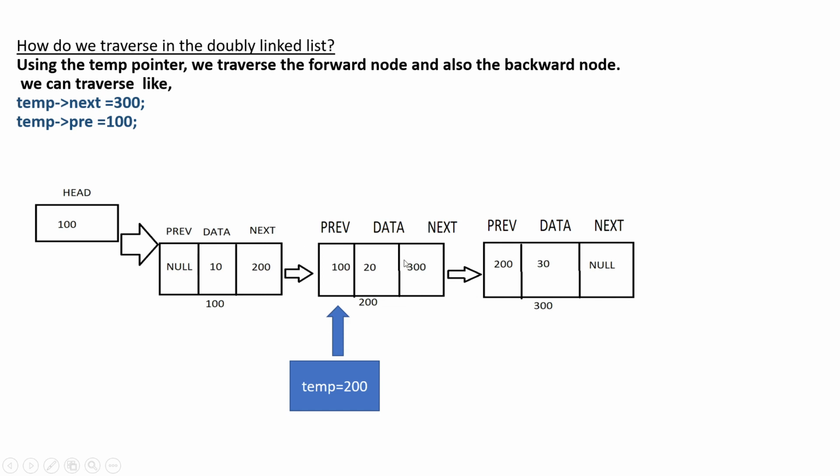How can we do that? In order to move forward in the list, we can use temp next, which is equal to 300. That is, temp next will be storing the address of the next node, and temp prev over here will be storing the address of the previous node, that is 100. In this manner, we can go forward in the list, or we can go backward in the list. Hence, this is an advantage of doubly linked list.